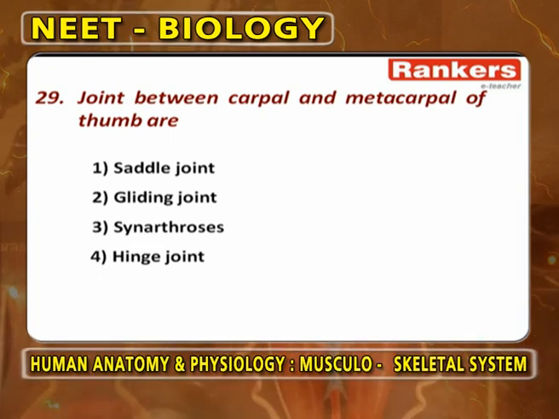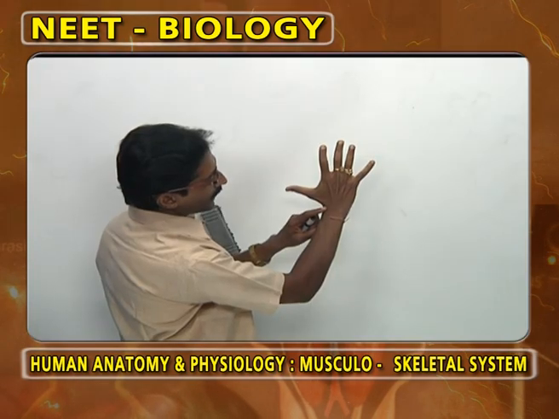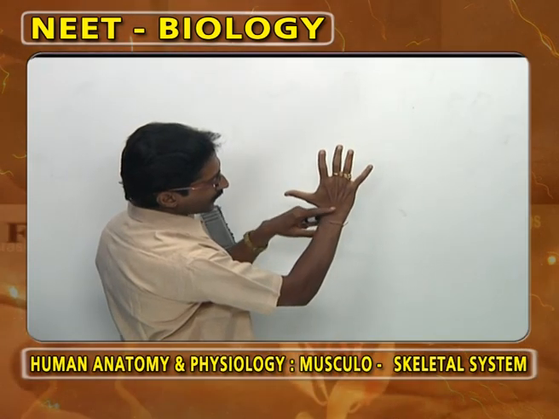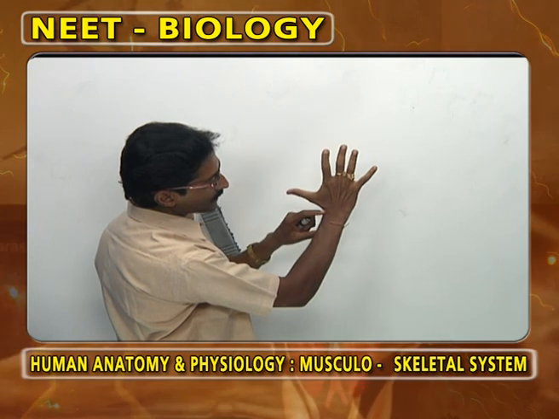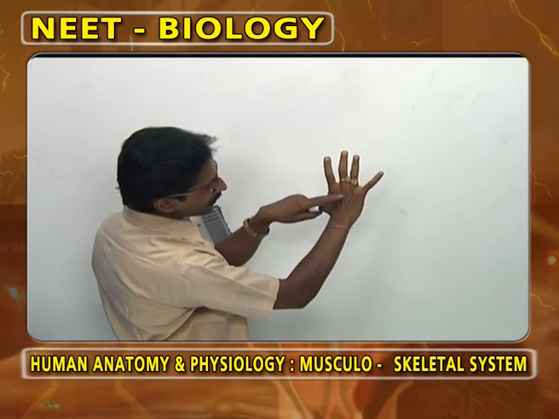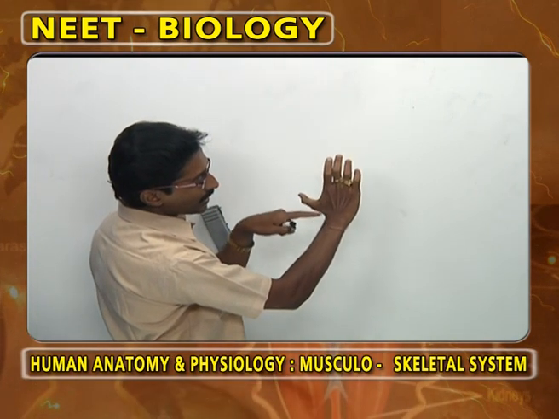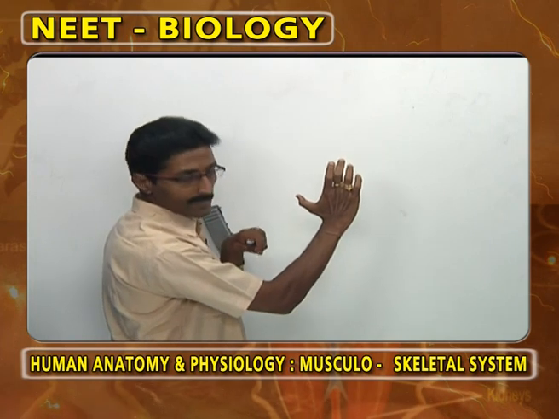Joint between carpal and metacarpal of thumb. Now, this part we call the wrist. In the wrist, what are present? The carpals. Now these are called the metacarpals and these are carpals.